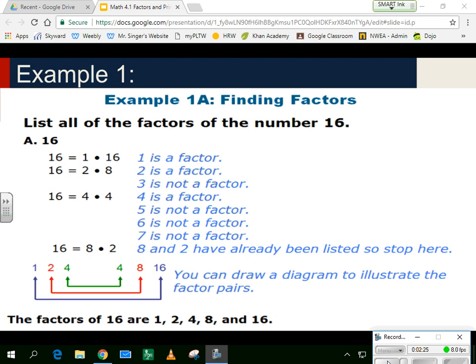Then you go to the next number, 3 doesn't work. 4 will go into 16 4 times, so 4 times 4, which is the same thing. And then you start to repeat when you start to see the numbers flip-flopped. And that's when you know you're done. So really, when you're doing it, it's 1 times 16, 2 times 8, and then 4. So 1, 2, 4, 8, and 16. These are the factors of 16, when you multiply them together. So factor pairs are the 2 numbers that go together that help you with it. And we want to make sure we have this written down before we're moving on.